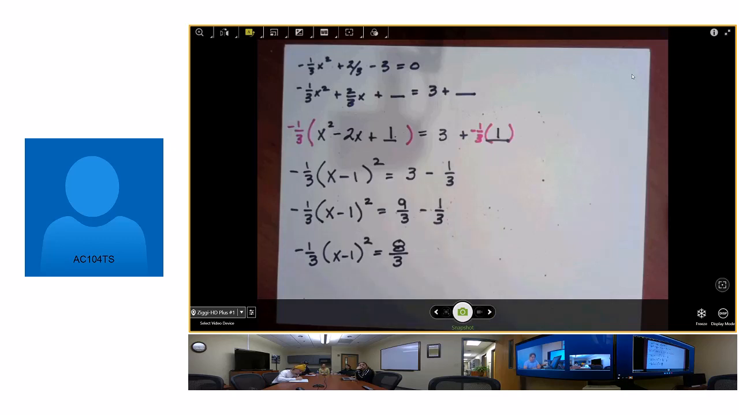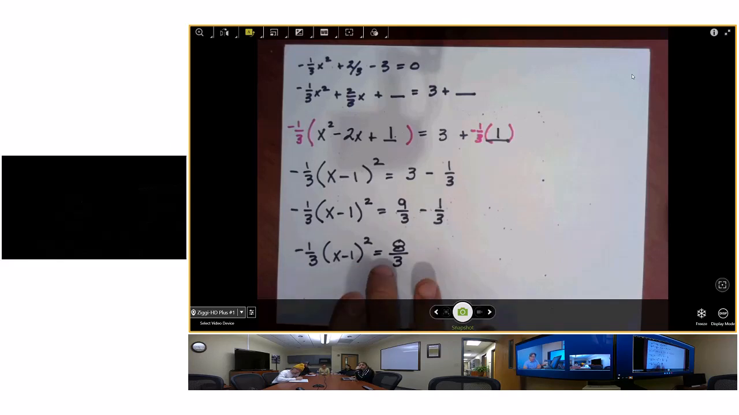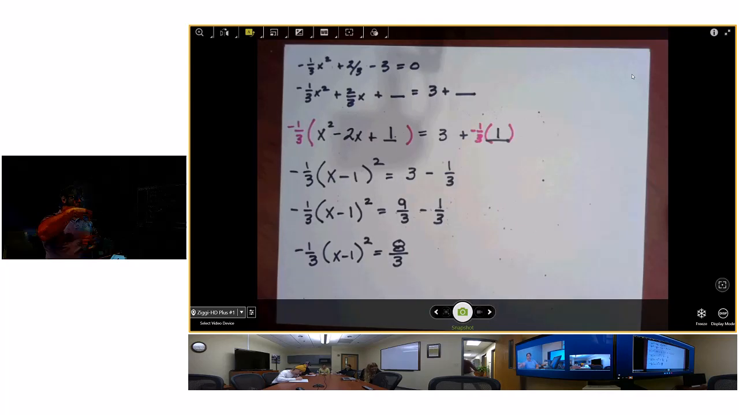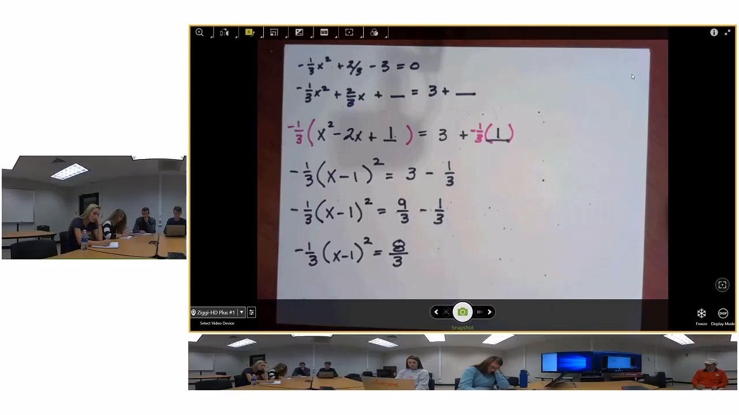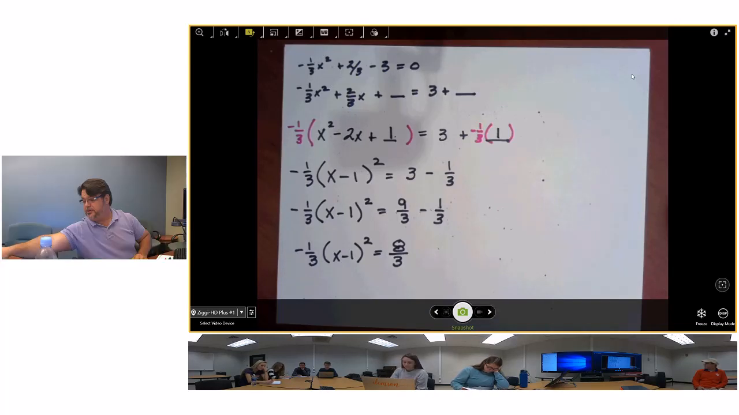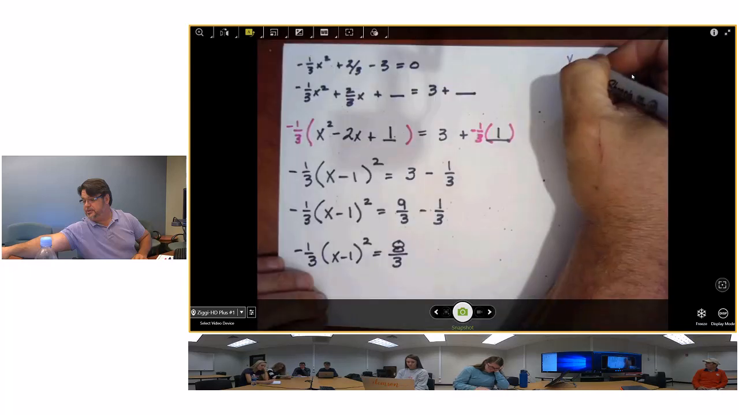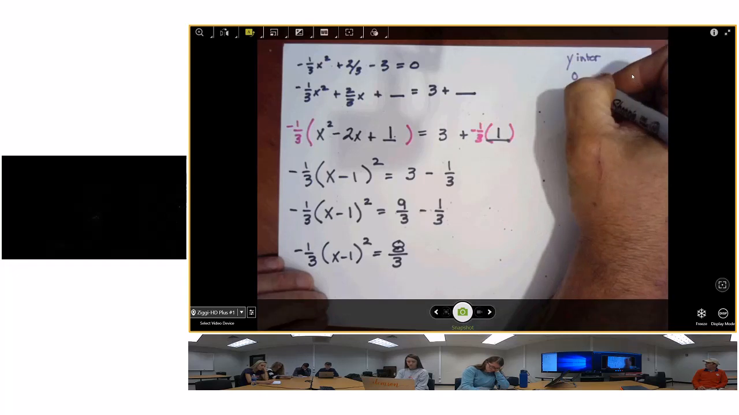Okay. All right, now I want you to write the vertex out, and I want you to also put it in intercept form. And let's go ahead and write down the y-intercept. What is the y-intercept? 0, -1. Y-intercept is 0, -3.